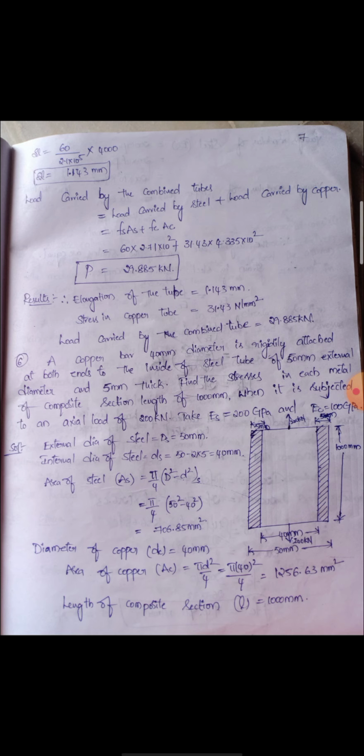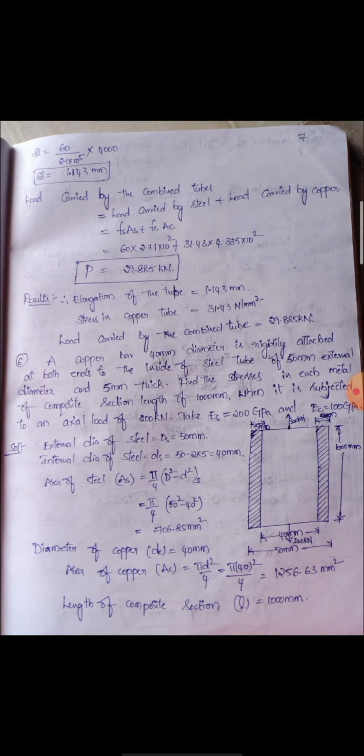So copper bar, steel tube. Two materials. The diameter of the copper bar is 40 mm. That copper bar is rigidly attached at both ends to the inside of the steel tube. So the meaning is, the steel tube is fitted at the middle, and the copper bars are fitted on the left side and right side.